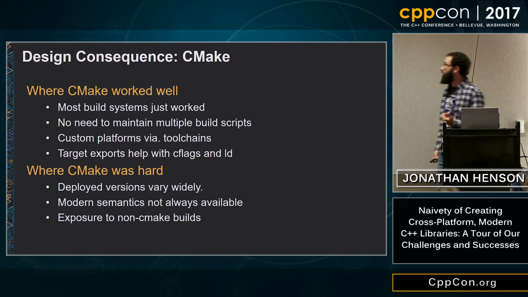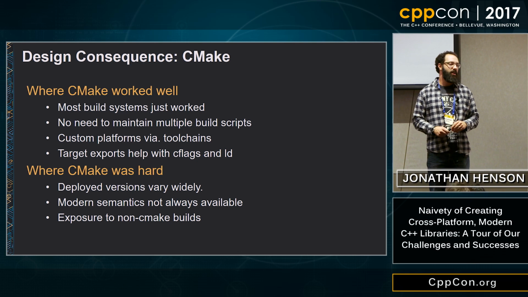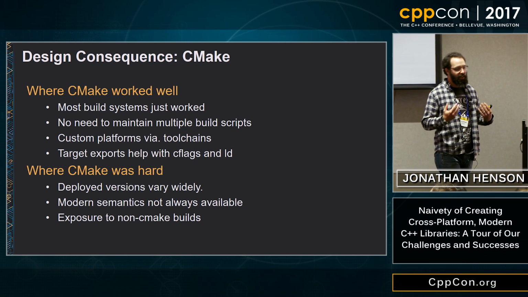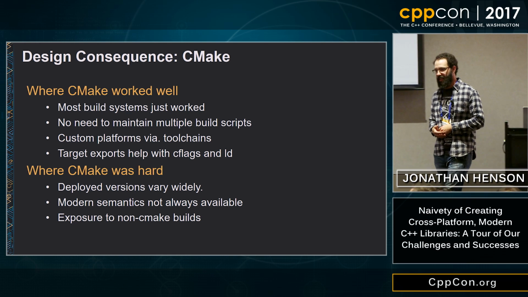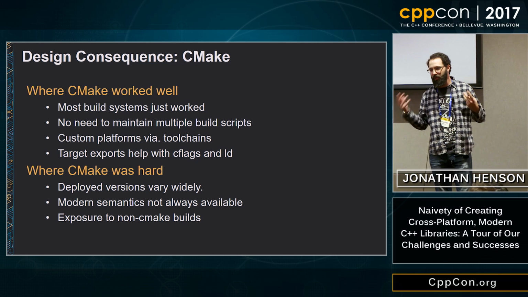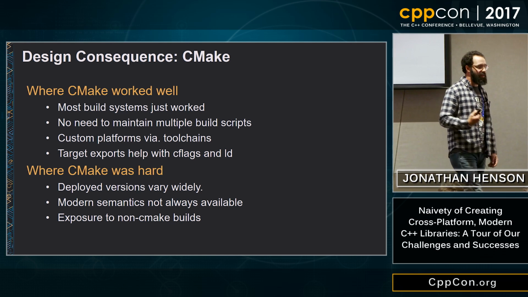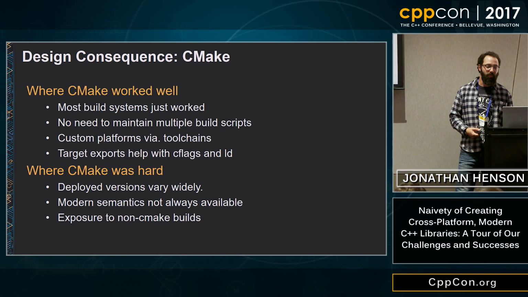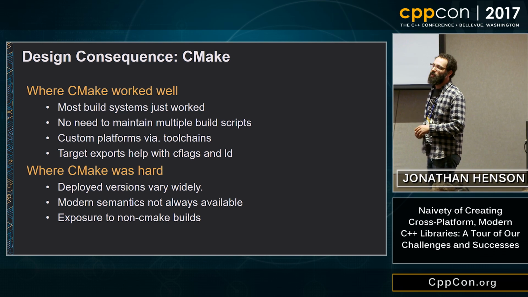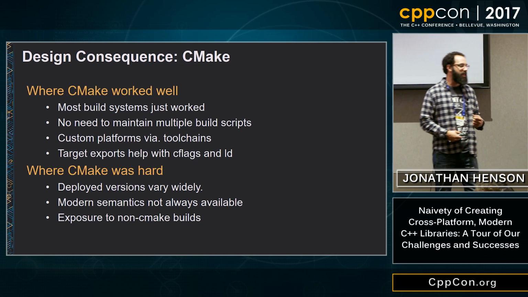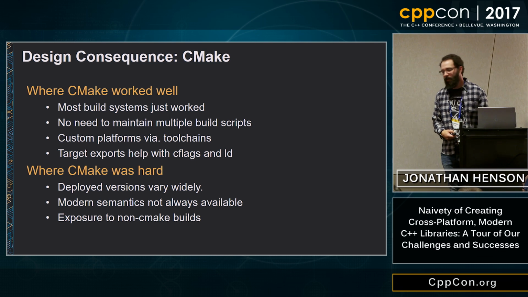Now, where this was challenging is that the deployed versions varied widely, especially on Linux. And going to our customers and saying, I'm sorry, you have Red Hat 5 and it has an ancient version of CMake on it, you can't use our product, is not a great option for our customers. So that was a challenge we had to address, or live with, however you want to look at it. Because of that, modern semantics were not always available, so we didn't get the nice and tidy target exports that we've come to expect in CMake.